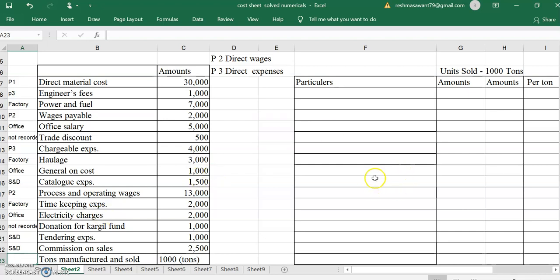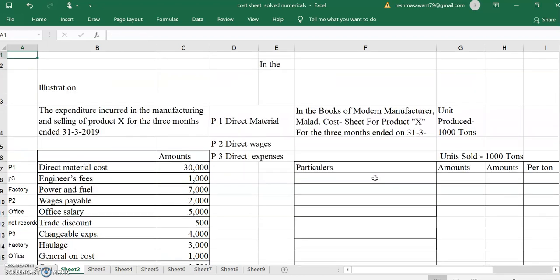So the first point: you have to identify and record all your headings in your cost sheet. Your cost sheet starts with "In the books of" whatever the name of the company. In this question, Modern Manufacturer, Malad. Cost sheet for the product, it is compulsory to record here, for the month or the period which is mentioned.